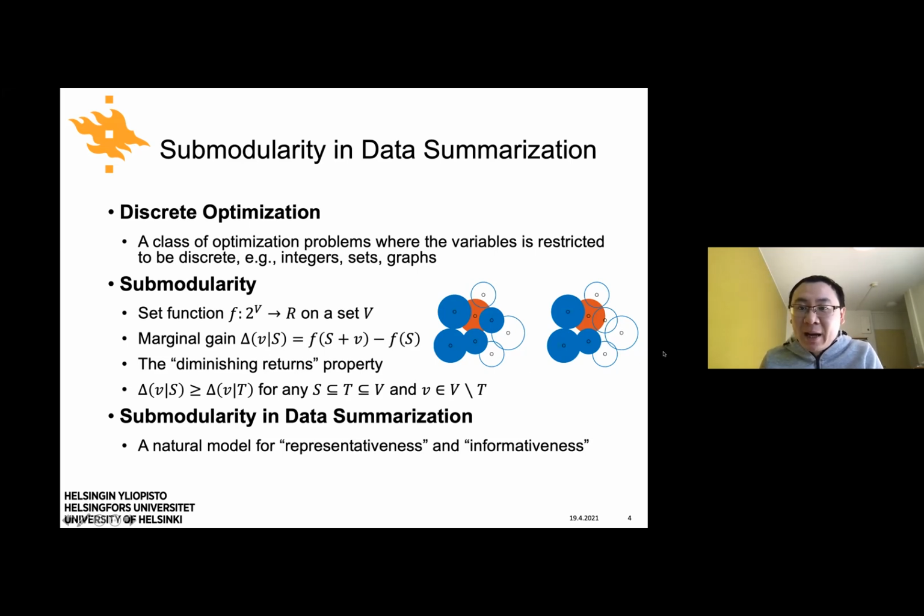This can be illustrated by this example, the coverage function. We can see that if we have more elements in the set, the marginal gain of adding a new element will be smaller. And if I have fewer elements in the set, the marginal gain of adding a new element will be larger. Submodularity is a natural model for data summarization because it captures the notion of representativeness and informativeness in data summarization.